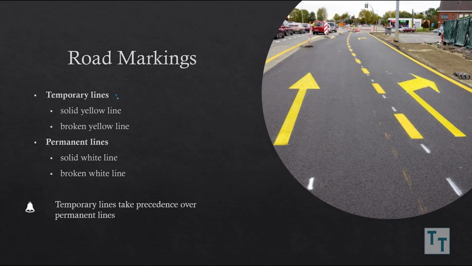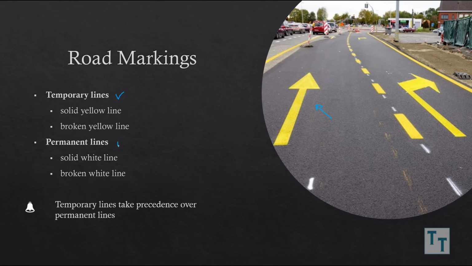Temporary lines. As you can see on this picture, temporary lines have yellow color, and you have solid yellow line and broken yellow line. When you have solid yellow line, you are not allowed to cross the line, and when you have broken yellow line, you are allowed to cross the line.